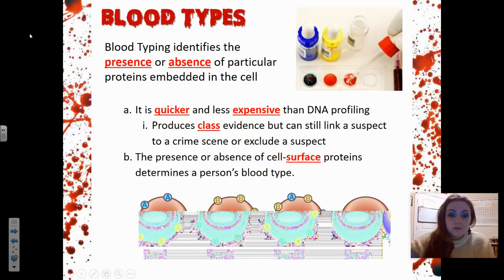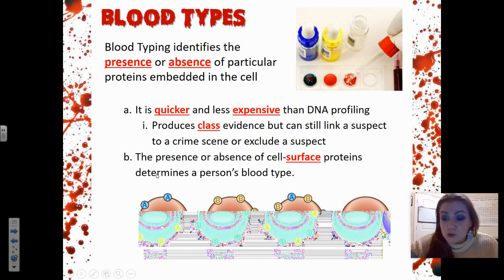Okay, so blood types. We're gonna learn about our blood types a little bit more. This is actually a picture of blood typing. It is pretty much as simple as this looks. As you put the blood in 4 different trays, you put the right kind of antibodies in them. If they react, they have that antigen in them. So blood typing identifies the presence or absence of a particular protein embedded in the cell.